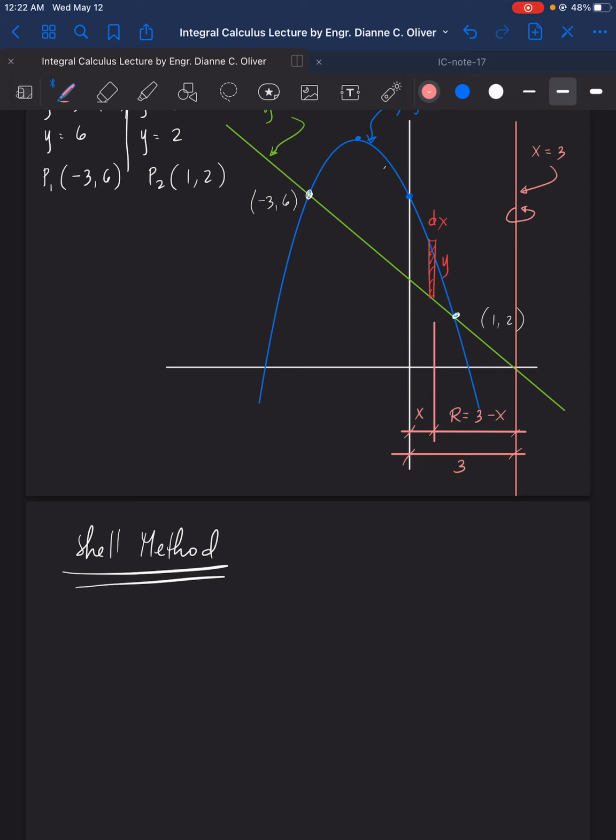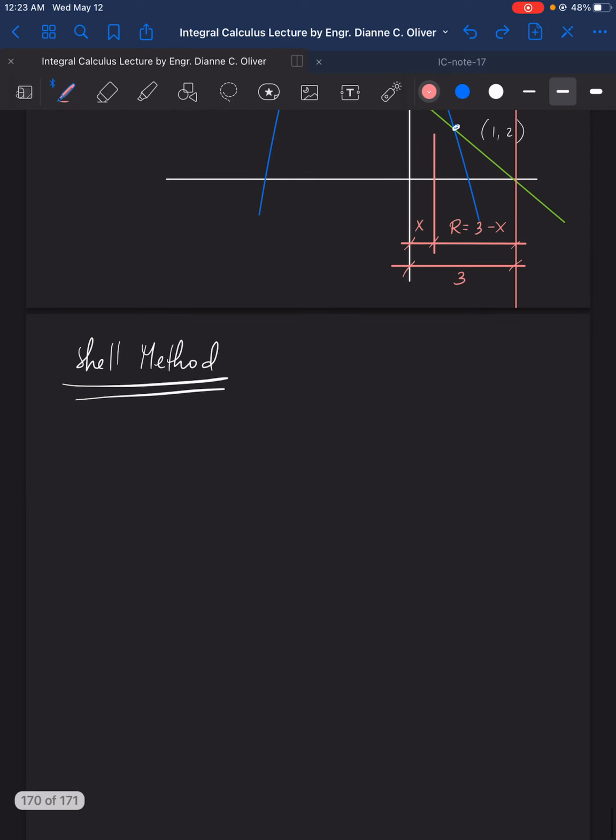Another reason why I put the area strip on the positive x axis, or on the first quadrant, is that if I put the area strip here, then we have the radius as bigger, so that's more complicated now. Let's just stick to the positive one. So there we go. That's our radius for the shell method.